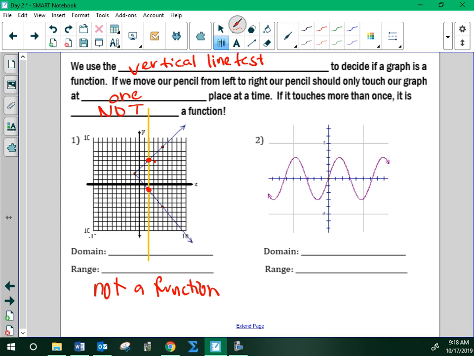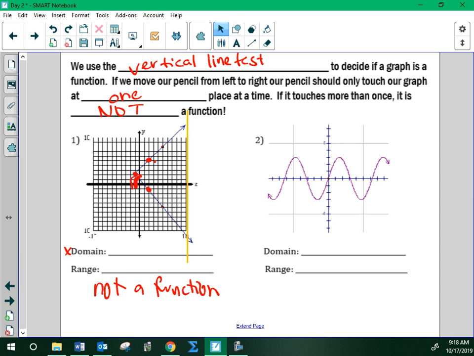My domain is, again, my x's. If I look, when I go from left to right, my graph doesn't even start until right here. What is the x value right there? -1. Good. So it starts at -1, and then it continues for everything to the right. As I move this along, see how the graph continues for everything to the right? That means we have everything greater than or equal to -1.